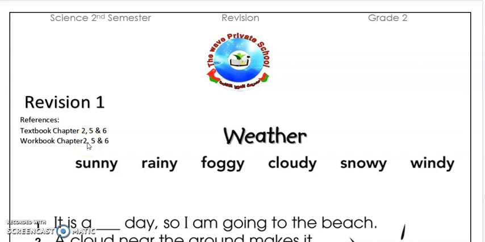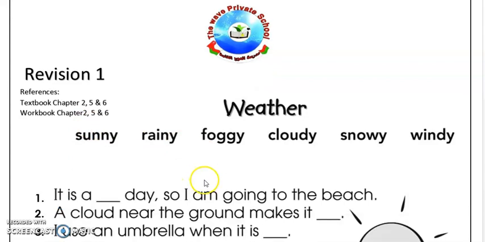We are already done with all the lessons in the second semester. We will now do our revision, starting with revision number 1. Do this one in your notebook and write the revision number. For revision number 1, you also write the topic. Revision number 1 has something to do with weather. So let's get started.